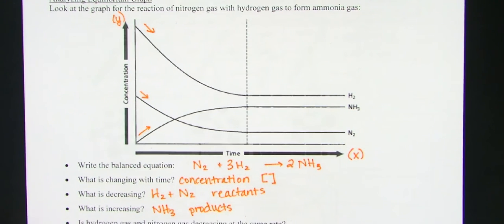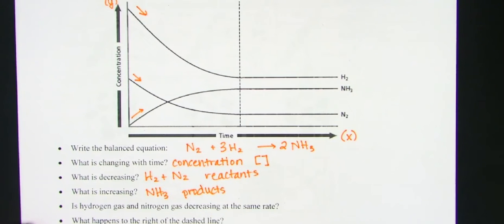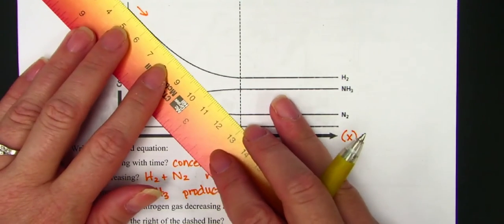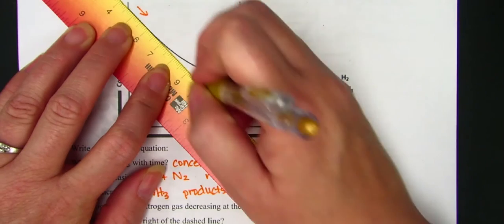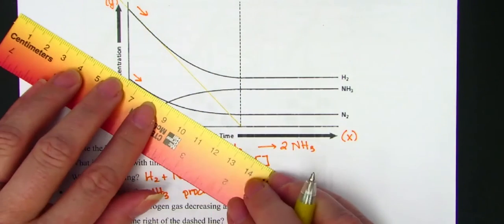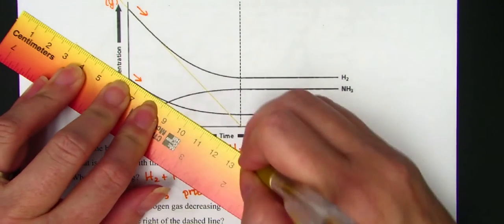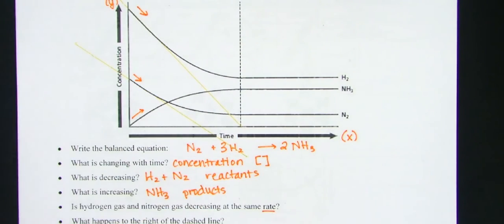All right. And the next question, is hydrogen gas and nitrogen gas decreasing at the same rate? So if you remember rate from math class, rate is simply a change in time. And so in math class, we look at the slope of the line. So of our 2 reactants that are decreasing, we look at the slope of this line and extend it, because that makes it a little easier to see, I think. And then if I do the same for the other reactant, you'll notice that the slopes are not the same. One is more steep than the other.